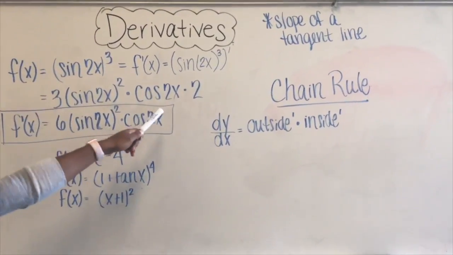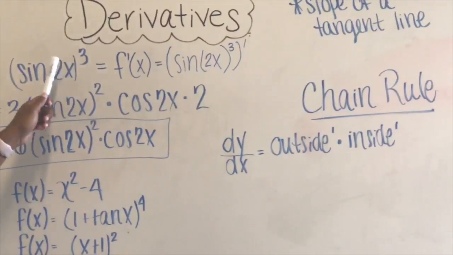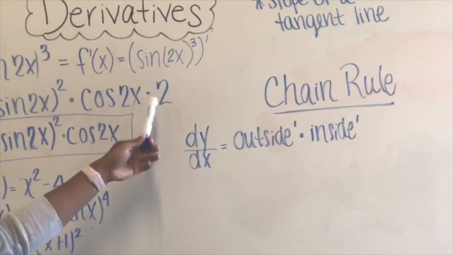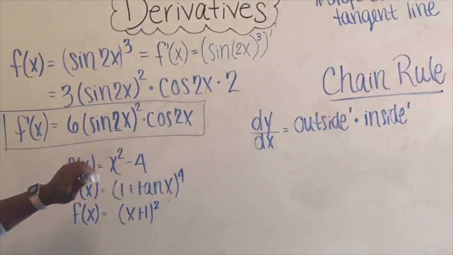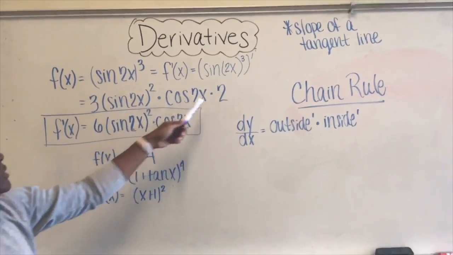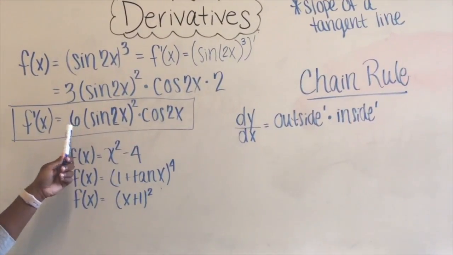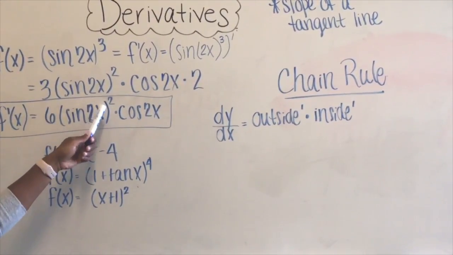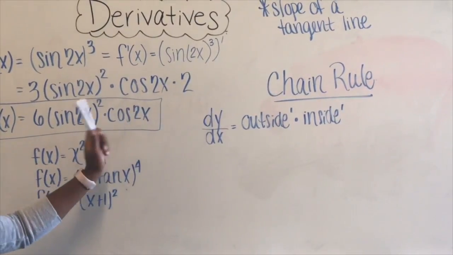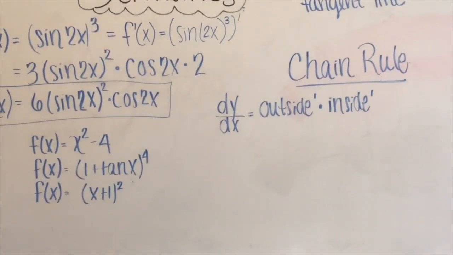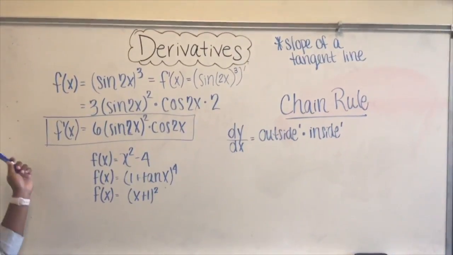So now the last part is to do the derivative of 2x, which is 2, and you multiply 3 times 2 to simplify, and you get 6 sine 2x squared times cosine 2x. And that is the derivative of the function.